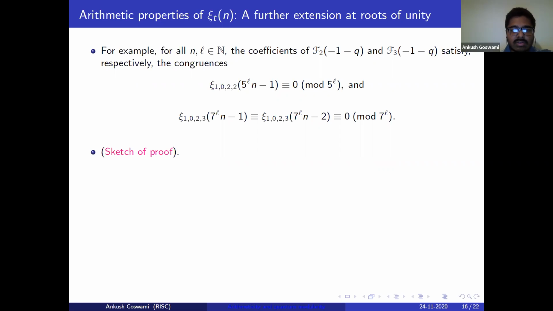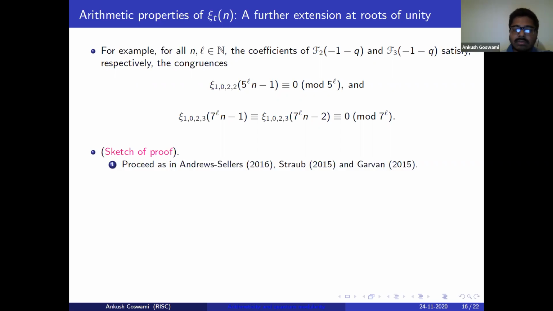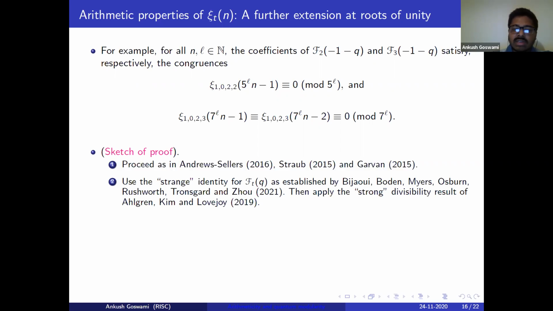Okay, so the sketch of proof. The first thing to do is to proceed as in Andrews and Sellers, or Straub, or Garvin, and then we have to use the strange identity for F_t(q), which was established recently by Bijaoui, Boden, Myers, Osburn, Rushworth, Tronsgaard, and so on. And then one has to apply the strong divisibility result of Ahlgren, Kim, and Lovejoy from 2019, which is again the same thing: if you take the p-dissections of the partial sums of F_t(q), then it is divisible by the q-shifted factorial rather than some power of 1 minus q.